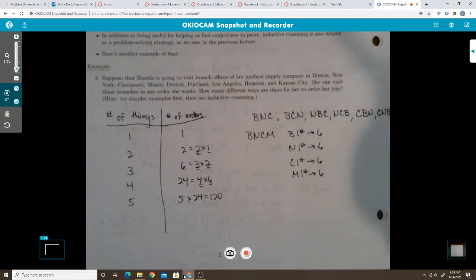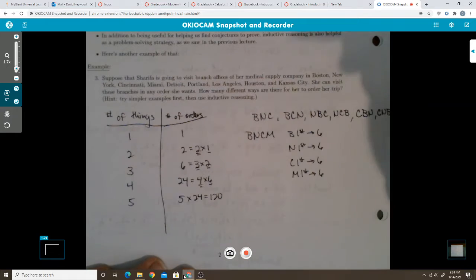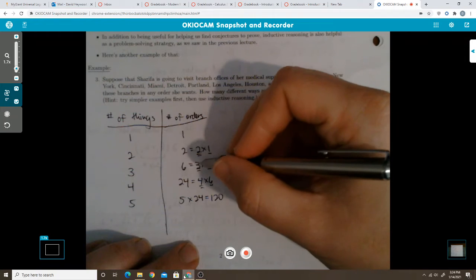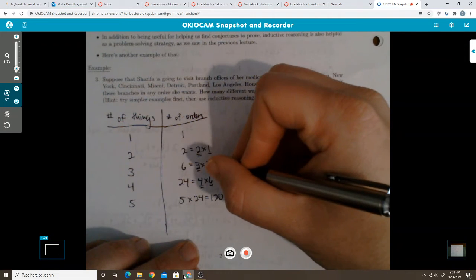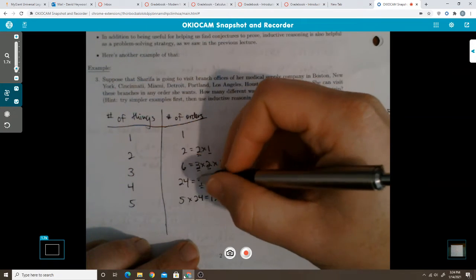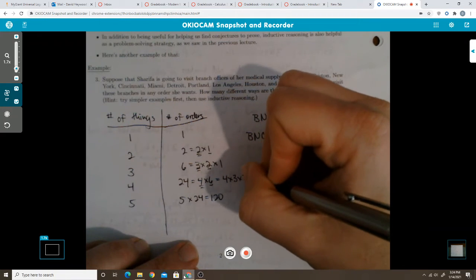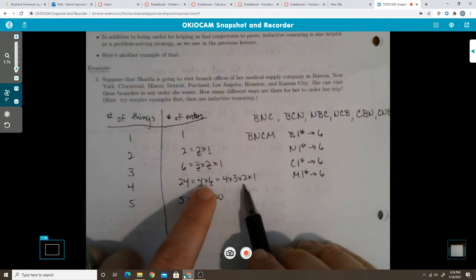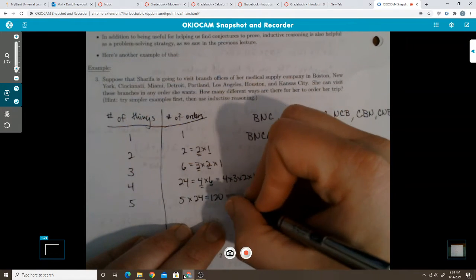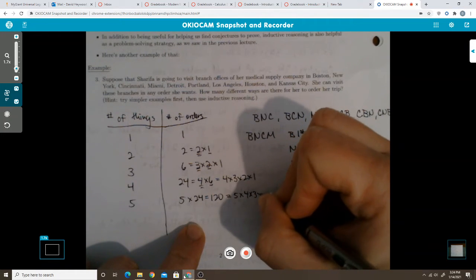Okay? Our goal is to figure out how many ways we can put 9 cities in order. So we could continue this process. But here's another thing to point out. So saying that 6 is 3 times 2 is the same thing as saying that 6 is 3 times 2 times 1. And saying that 24 is 4 times 6 is the same thing as saying 4 times 3 times 2 times 1, right? Because 6 is just 3 times 2 times 1. And this one, similarly, we could say is 5 times 4 times 3 times 2 times 1.